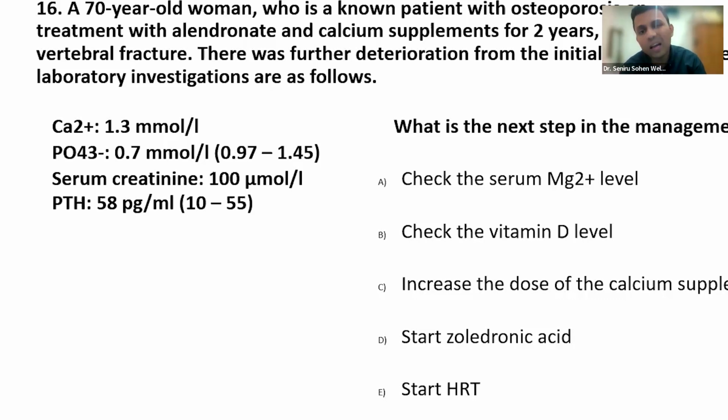HRT will be important in management of osteoporosis, but will not be as effective as alendronate. If calcium and everything was normal and we wanted to start an alternative agent, we may need to start other agents like denosumab and so on. Zoledronic acid is the IV form of alendronate, of almost similar efficacy, but easier to administer. Increasing the dose of the calcium supplement will not help that much with the hypophosphatemia, because the more calcium you give, the more phosphate will get bound and your phosphate level will go down further.